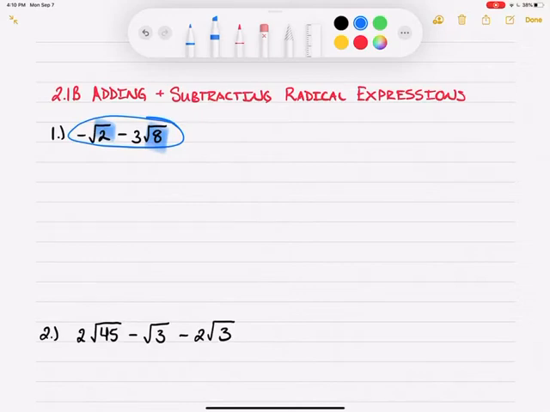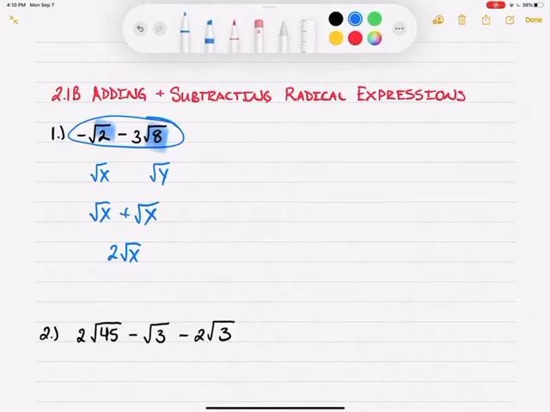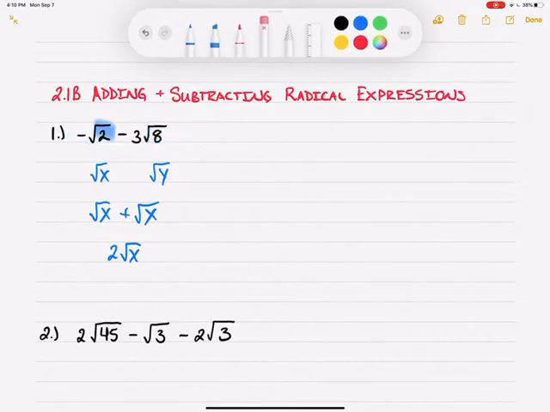So you want to kind of think of these as variables, like the square root of x and the square root of y, right? Because they're different numbers, these are different letters. I can't put these together. But if I had the square root of x plus the square root of x, well, how many square roots of x do I have? Well, I have 2, so this would be 2 square roots of x. So our goal is to try and break each of these radicals down as much as possible so that we have the same number inside of them, and then we can put them together.